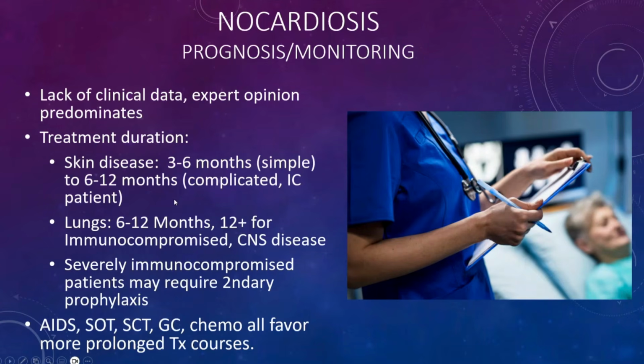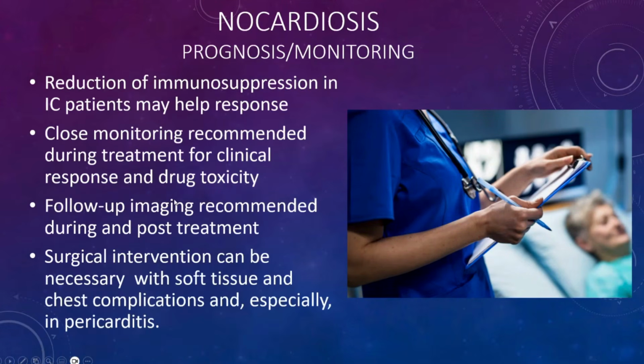Some severely immunocompromised patients may require secondary prophylaxis to prevent relapse. And if you have advanced AIDS, stem cell transplant, solid organ transplant, or are on glucocorticoids by necessity or chemotherapy, then treatment may need to be more prolonged. Patients who are on immunosuppression may be helped by reduction of the immunosuppression. These patients require close monitoring during treatment for clinical response and drug toxicity. And occasionally, surgical intervention may be necessary with soft tissue and chest complications and pericarditis.